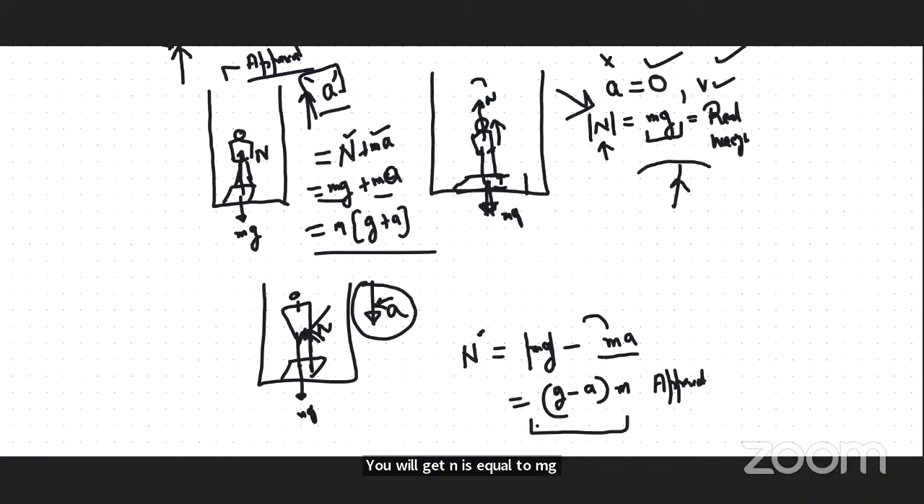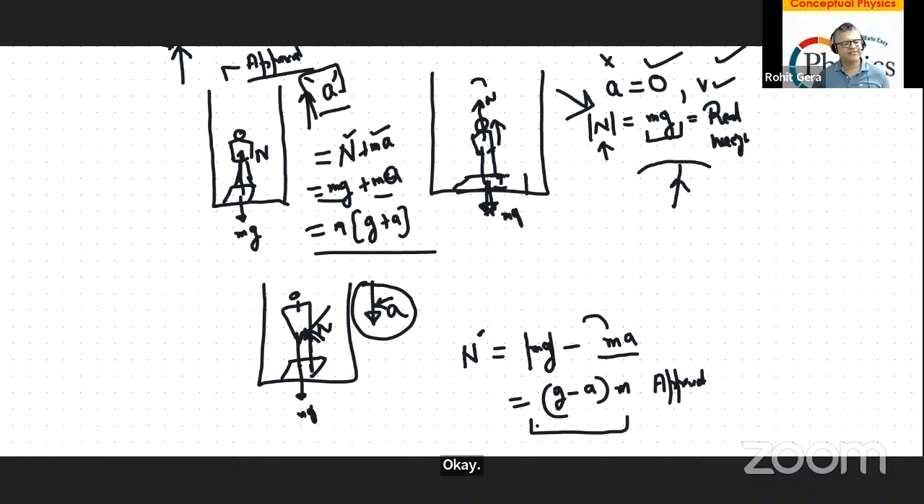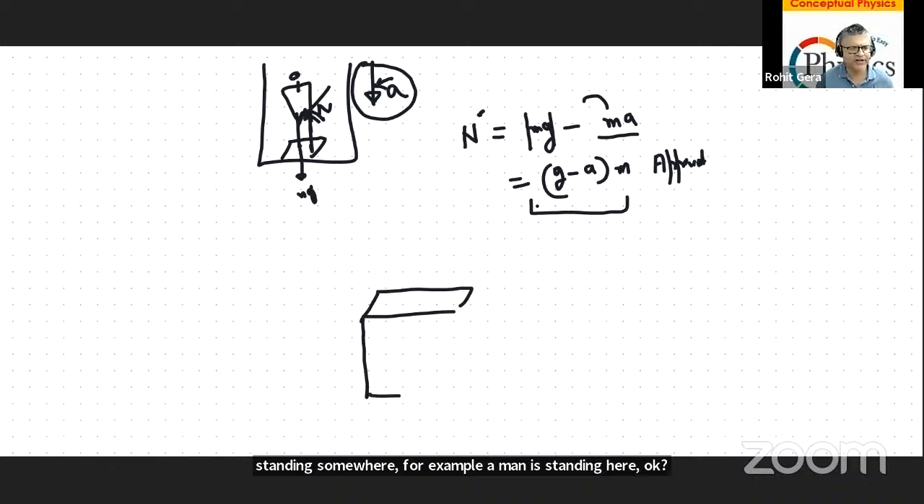Okay. Very important topic, because you will see many questions now where students miss the point. I will send you a video, have a look at it. Students will miss this point because nobody gets this point that if you're standing somewhere, for example, a man is standing here, on a rooftop or some 10 feet high or whatever, and he is standing here.